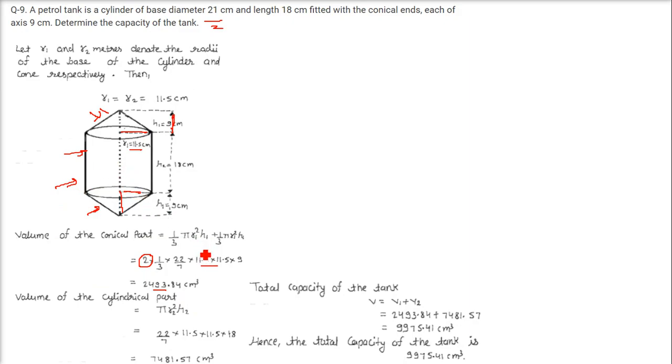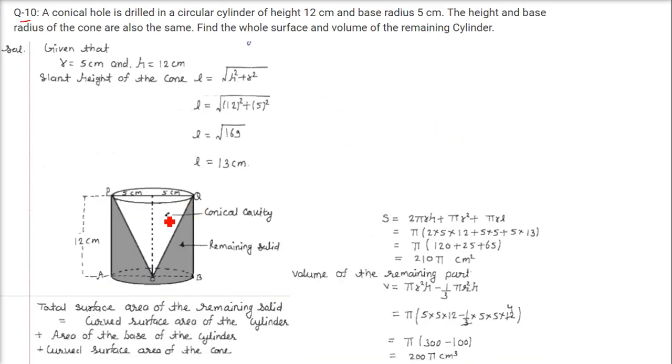When we come to the cylindrical part, it will be pi R square H. So R is 11.5 and height is 18. So pi R square H is going to be 7481.57. And we just have to add these two, and this is going to be 9975.41 centimeter cube. This is the total capacity.